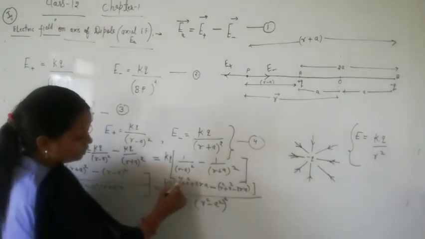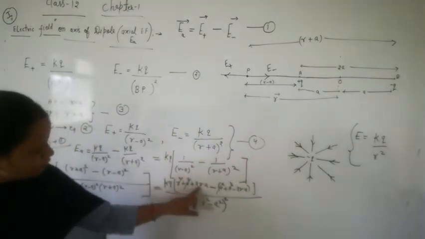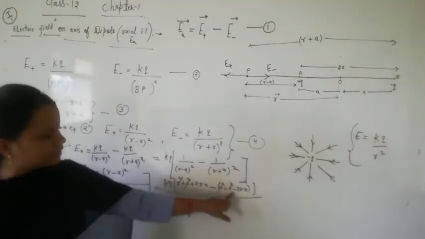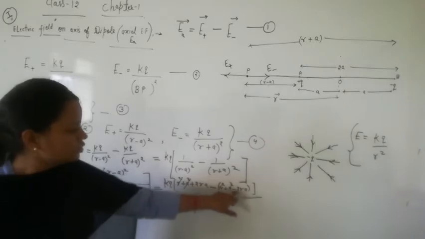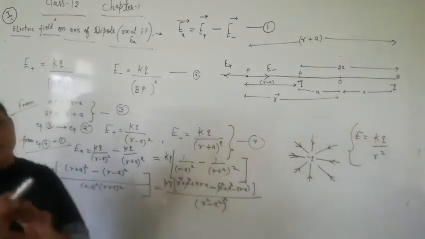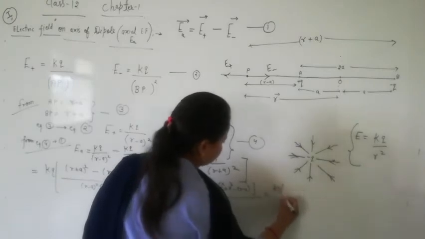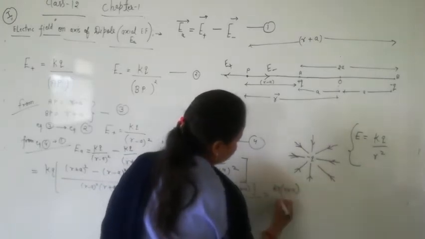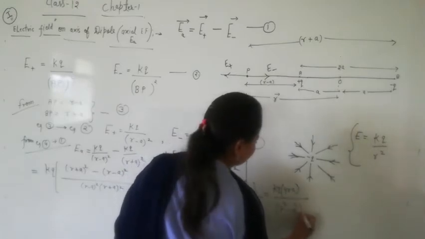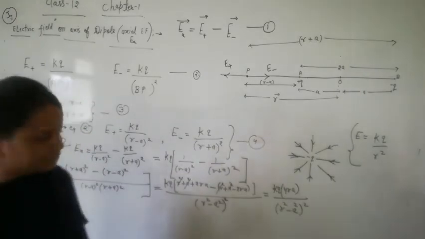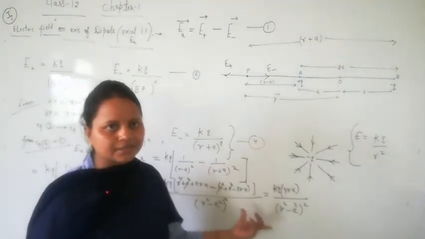Next, positive and negative cancel. Positive 2ra, and negative with negative is positive, so positive 2ra is also here. 2ra plus 2ra is equal to 4ra. So KQ times 4ra divided by (r square minus a square) whole square. This is the formula of the electric field on the axial axis.